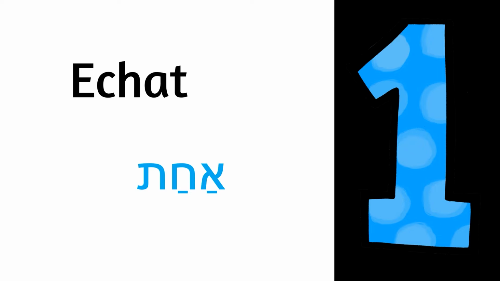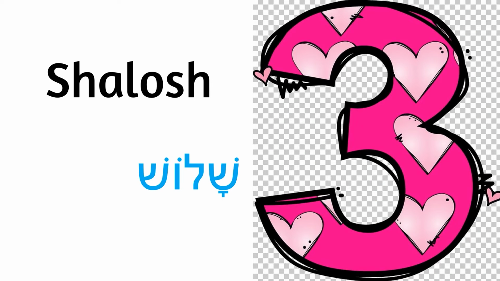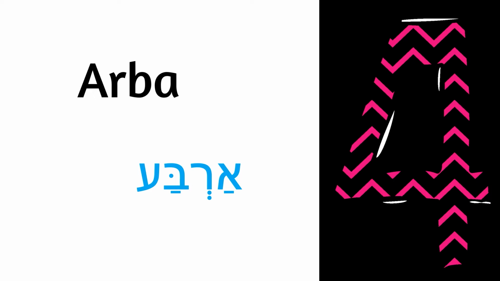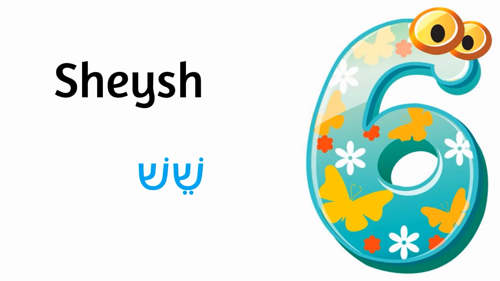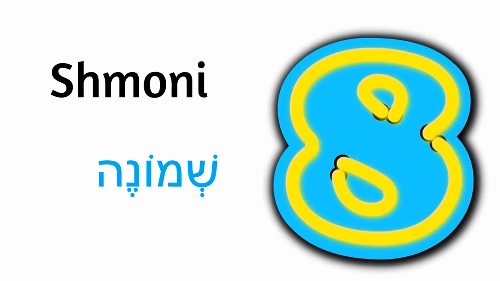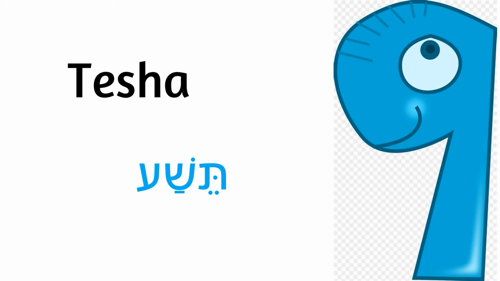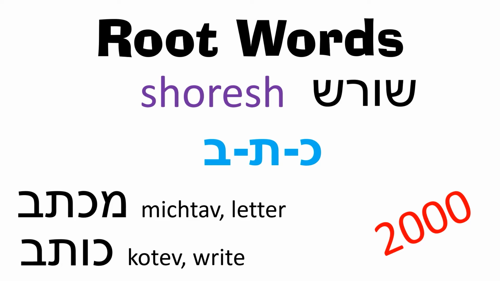Yeah. All right, let's go over them again. Echat, shtayim, shalosh, arba, chamesh, sheish, sheva, shmoni, tesha, eser. Good job. All right, the other thing I wanted to talk to you about today are root words.